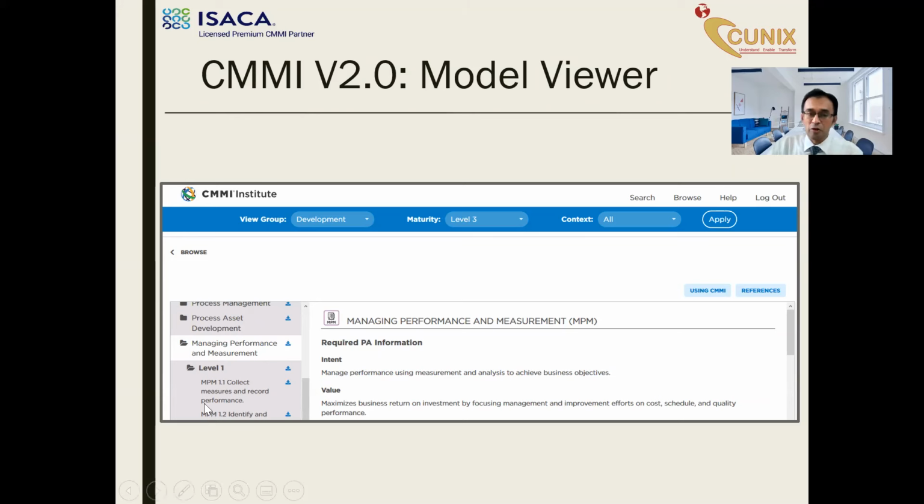So remember this. You get this view, and then you get the list of practice areas over here, and then when you click, you get all the information here. Okay. So this is about the model viewer.